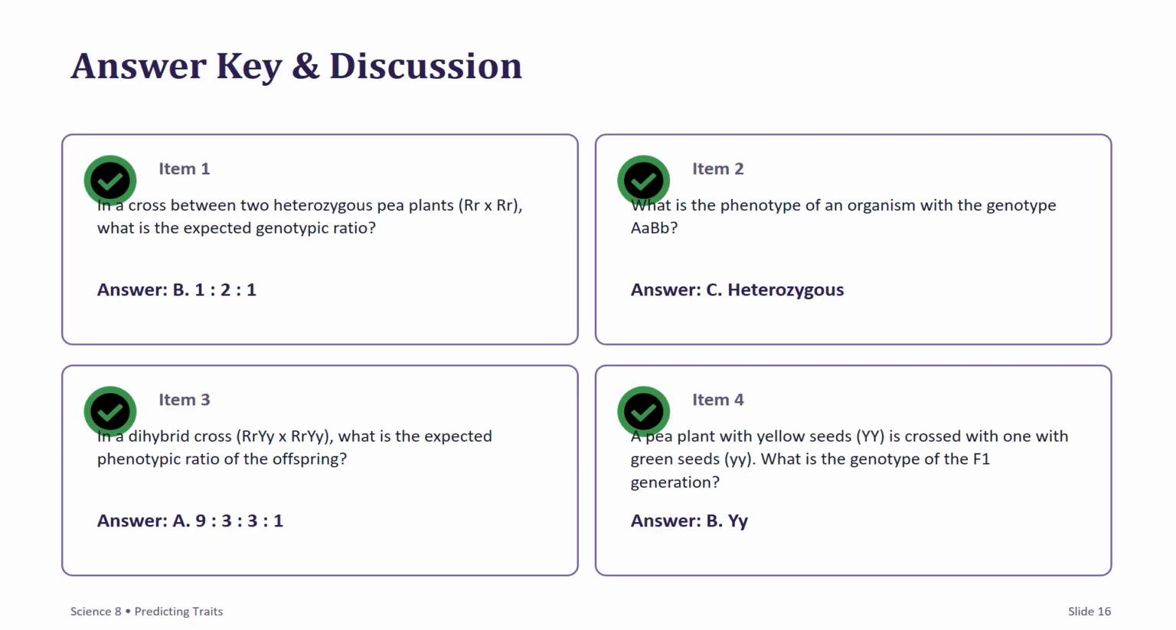Item 3 asked, in a dihybrid cross, RrYy crossed with RrYy, what is the expected phenotypic ratio of the offspring? The correct answer is A, 9 to 3 to 3 to 1. Item 4 asked, a pea plant with yellow seeds, YY, is crossed with one with green seeds, yy. What is the genotype of the F1 generation? The correct answer is B, Yy. If you missed any of these items, don't worry. Take a moment to review the Punnett square for that question, and think about why the other choices don't fit.